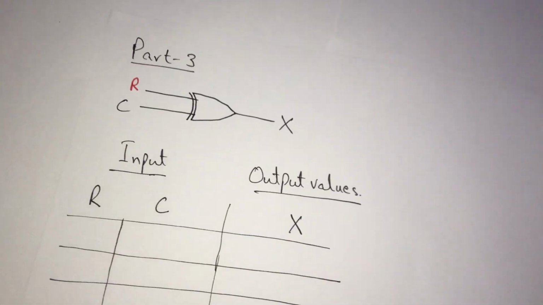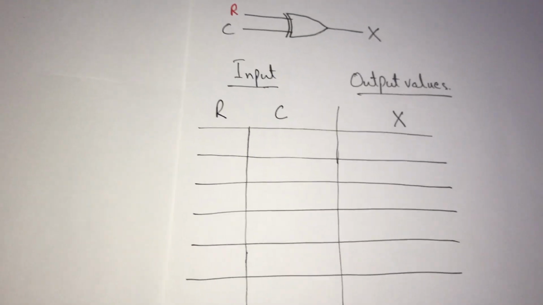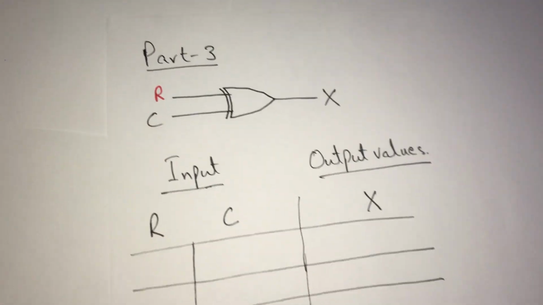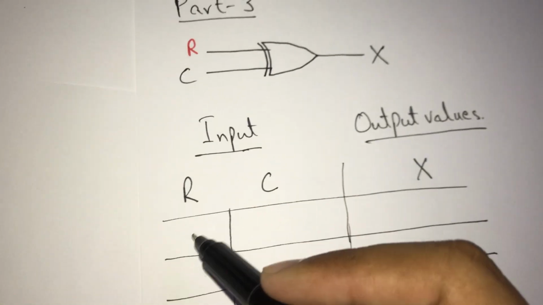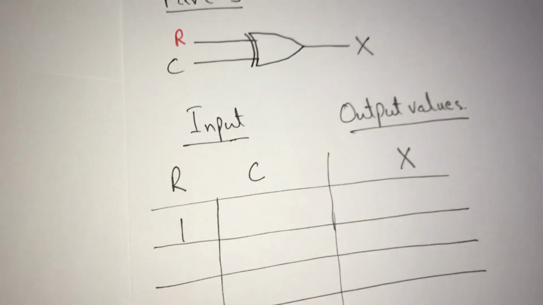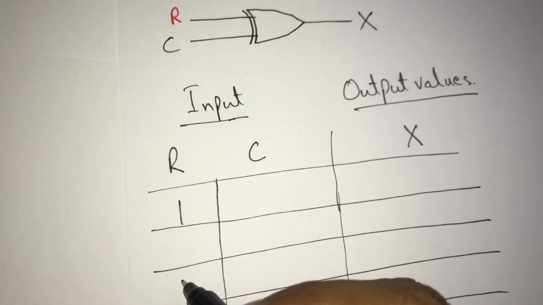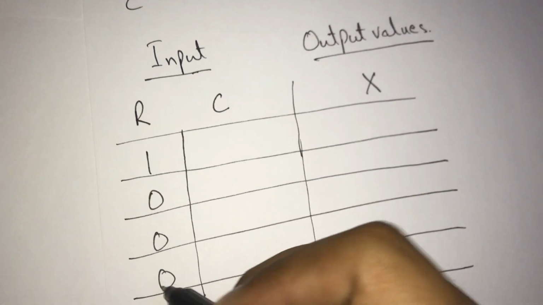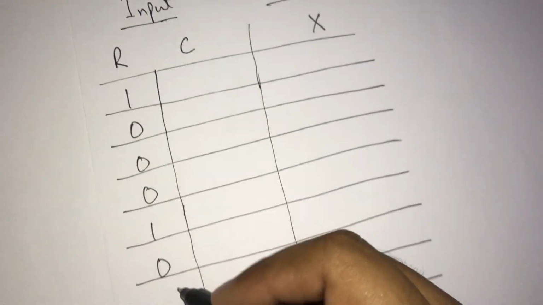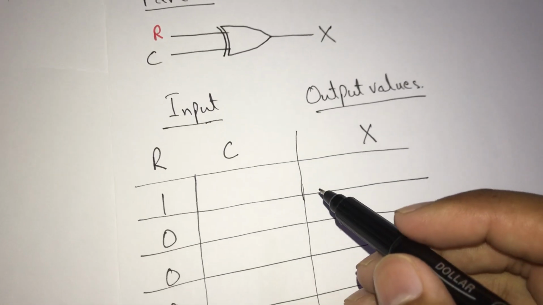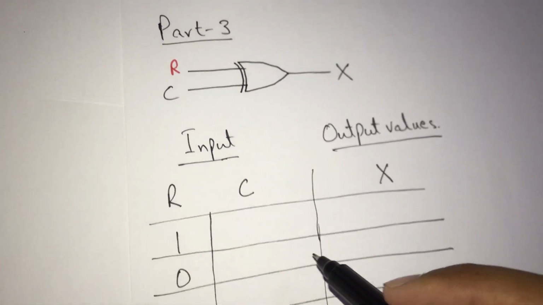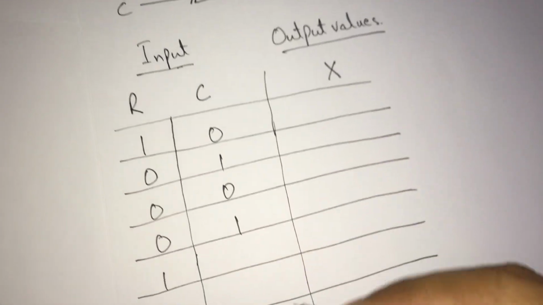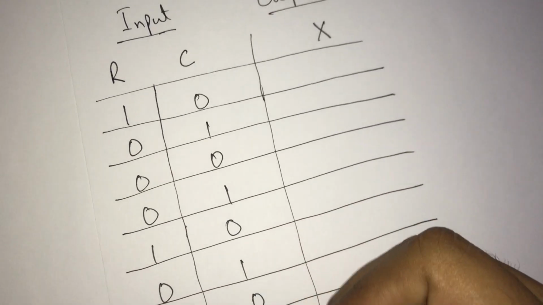So the values of R and C, which we found previously: the values of R are 1 0 0 0 1 0 1 1, and the values of C, that is 0 1 0 1 0 1 0 1.